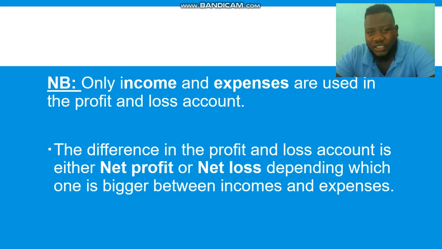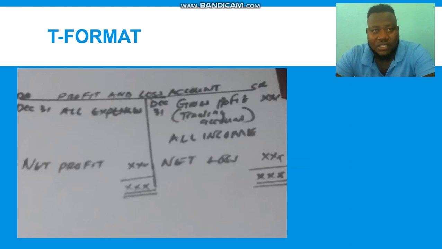So now take note, only income and expenses are used in the profit and loss account. So the difference in the profit and loss account is either a net profit or a net loss, depending on which one is bigger between incomes and expenses. So now if our incomes are more than our expenses, that is a net profit. But if our expenses are more than our income, that becomes a net loss. So now the same with the trading account, profit and loss account can also be prepared using two formats, that is a T format and then a columnar format.